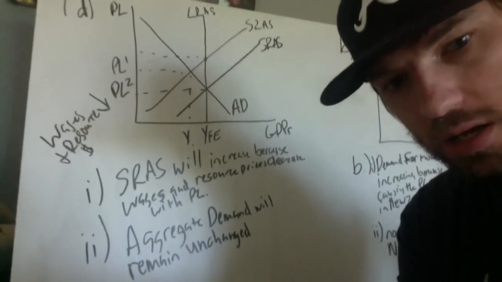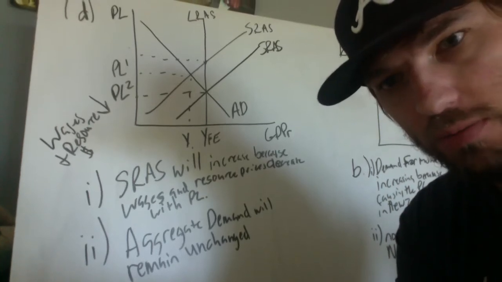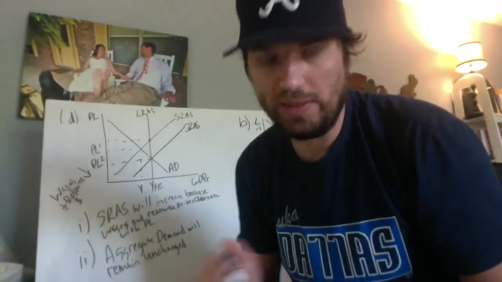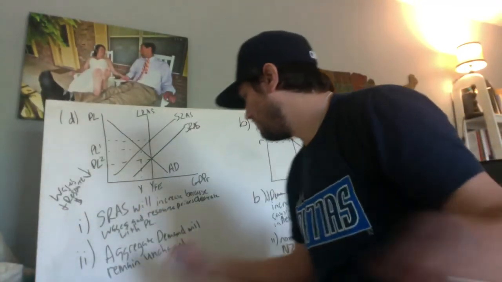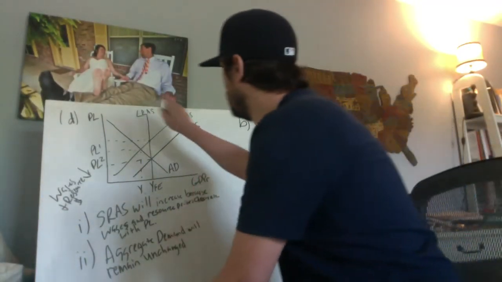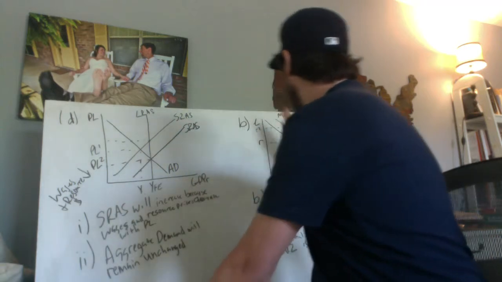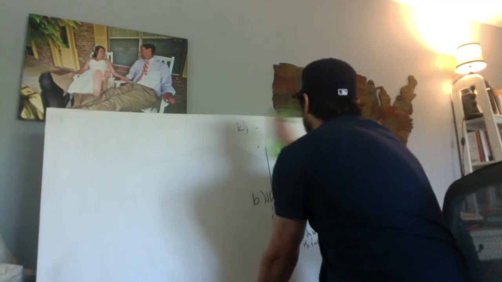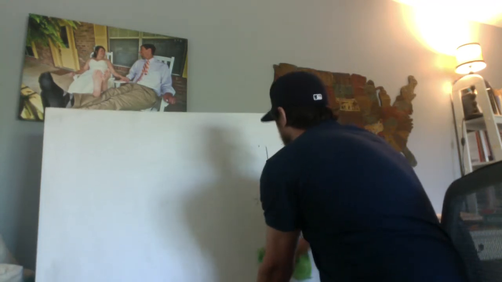Okay, and then we'll move on to number 2. Okay, all right. So I'm going to erase the board real quick, and then we will move on to number 2. Okay, so number 2 is going to be about fractional reserve banking.